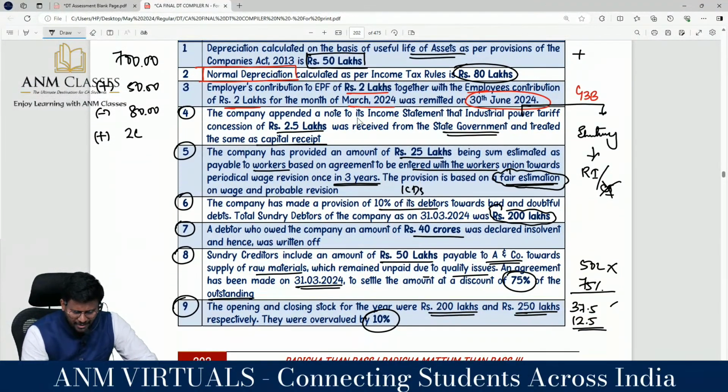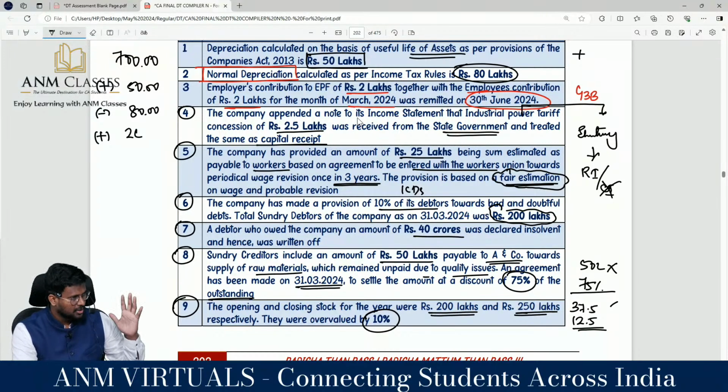Coming to 4th point. Company appended a note to its income statement that industrial power tariff concession of 2.5 lakhs was received from state government, treated as capital receipt. But they have credited to what account? P&L account. Hence, no adjustment is required.